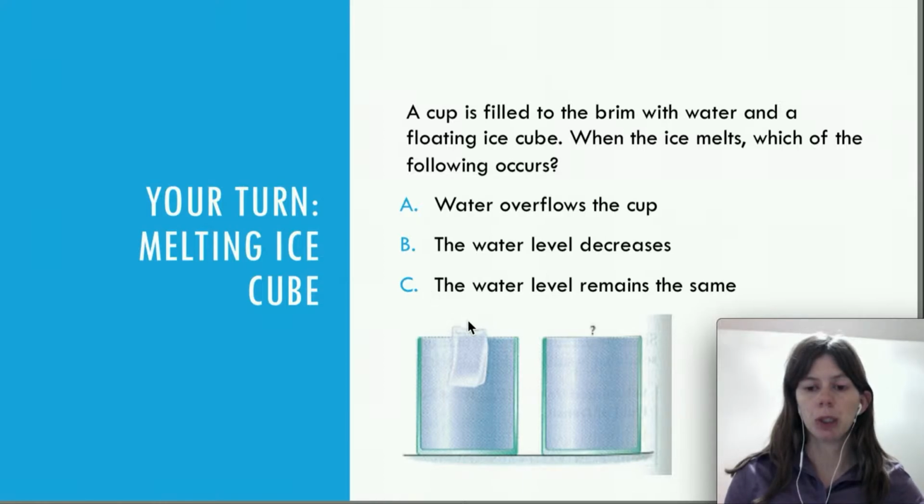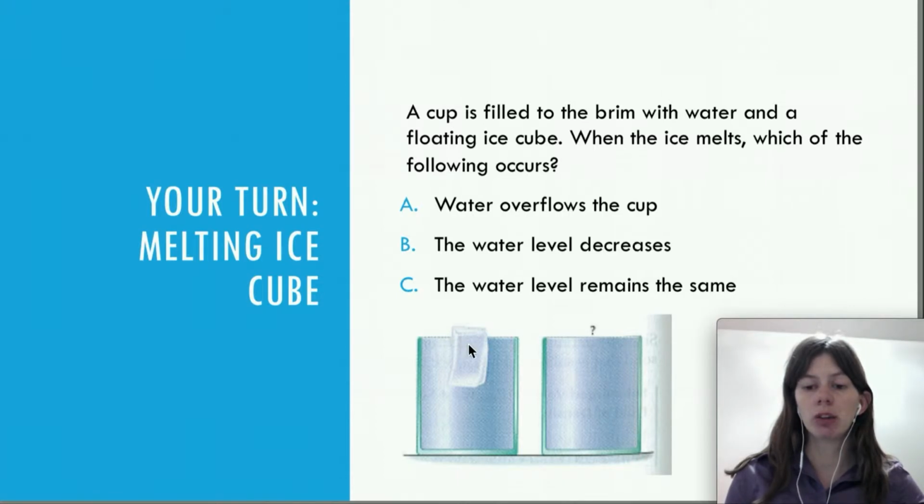So how do we approach this? The first thing to realize is that when the ice melts, you know that it's going to get smaller. You know that when water freezes, it expands. So when ice melts, it contracts. So what we're really trying to figure out is when the ice melts, how much room does it take up? Does it take up the same amount of room that was pushed out of the way?